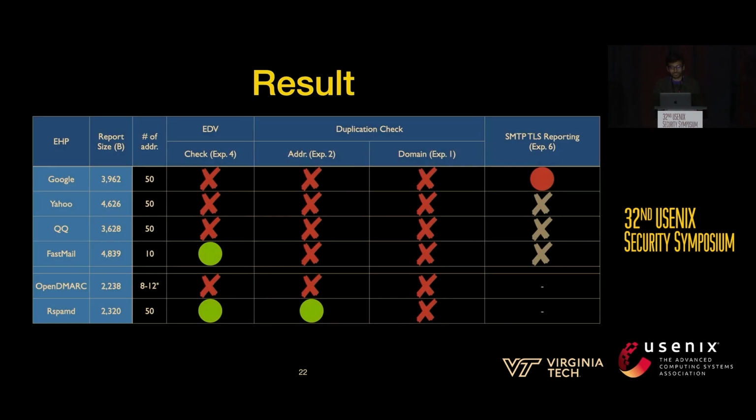So here are the results for the experiments. The first 4 rows are for popular email hosting providers to which we subscribe, and the last 2 rows are for the most popular DMARC reporting open source software that we know of. As you can see, except Fastmail and RSpamD, nobody else has the EDV check. So you can specify any arbitrary domain and they will send reports to it. And also there is no duplicate address check either except RSpamD. You also see Google Workspace supports TLS reporting, which can be exploited as we will show later. The other 3 providers do not support SMTP TLS reporting.